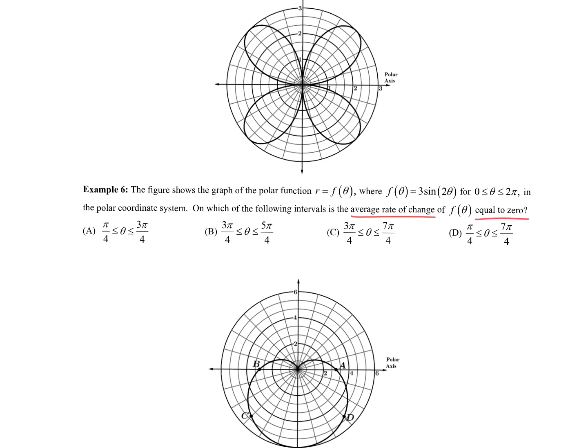All right, so an average rate of change is equal to what? 0. And so what is an average rate of change again? It's just algebra slope. All right. When is the average rate of change equal to 0? So what is average rate of change again? It's the change in what? R over the change in theta. Well, how the heck do I get 0? What do I need my r's to be?